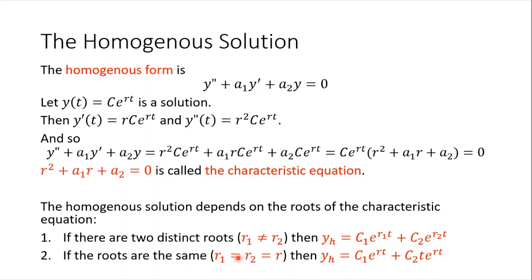What about if they have the same root? So r1 is equal to r2 equal to r. Then of course it will be C1 e to the power of rt. The second term is supposed to be C2 e to the power of rt, but to differ from the first term, we have to multiply by t as usual. So that's the homogeneous solution.